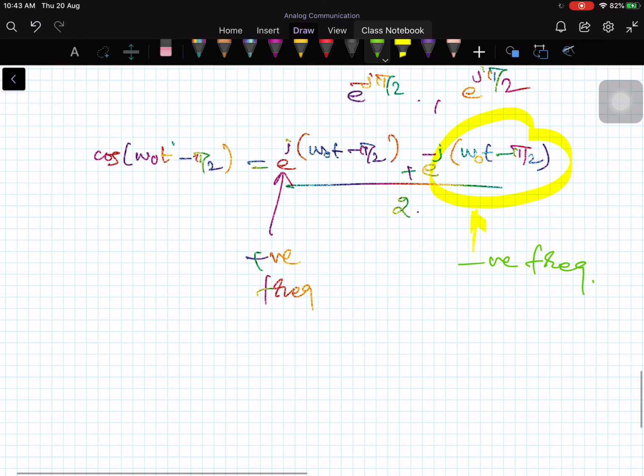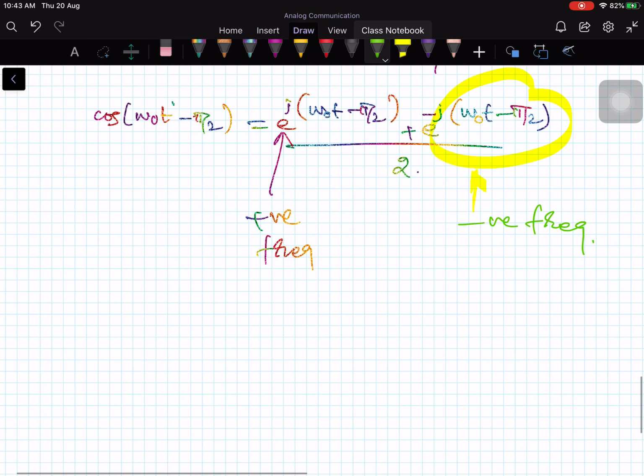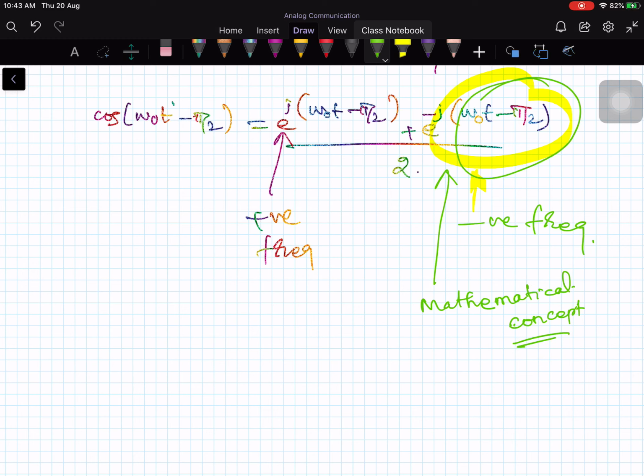Okay, so the real phase shift is minus pi by 2, but that is only a mathematical effect. Whenever you have a negative frequency component, that is only a mathematical concept. It doesn't have any physical interpretation. Please remember that. So whenever I am talking about negative frequency, don't think something else. Mathematical concept, that's it. Without this part, you cannot come back to cos omega t. That's it.